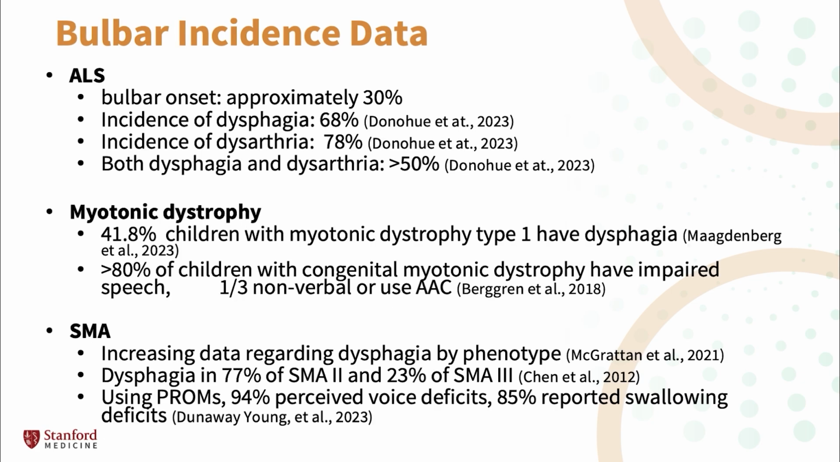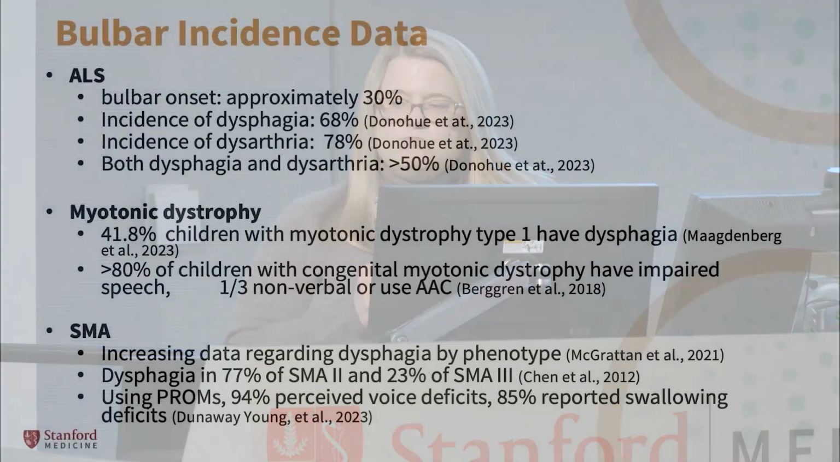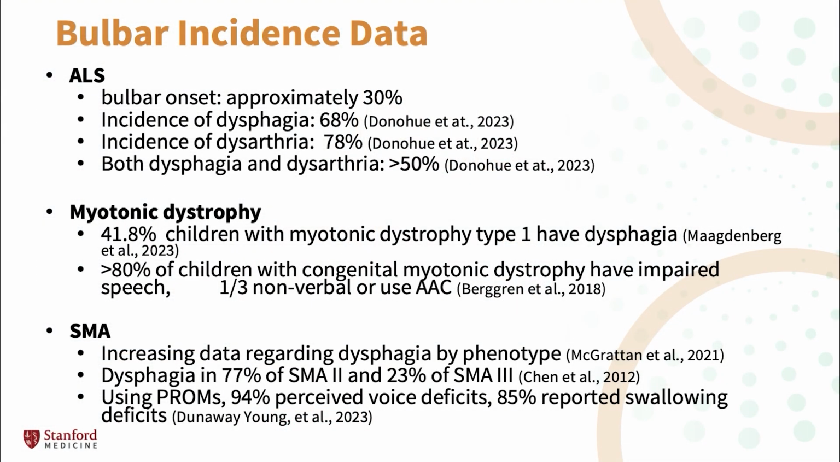When we talk about specific diseases, again, this could be a talk in itself. There's so much data out there, but taking some of the salient papers in regards to ALS, about a third of those individuals, actually the presenting symptom of the ALS is bulbar dysfunction. The incidence of dysphagia, you can see approaching 70% of individuals with ALS will experience dysphagia during their course of disease, dysarthria close to 80%, and more than 50% of individuals at some point with ALS will experience both swallowing and motor speech dysfunction.